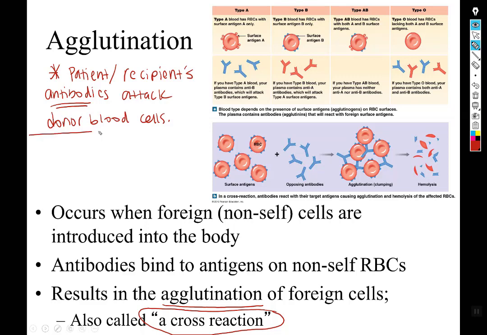One thing that students get hung up on, and I understand why, because it's confusing. I've had students after tests say, oh, I thought it was the donor's antibodies attacking the recipient's blood cells, and no, that's not the case. So one small detail to remember about this transfusion stuff is that when transfusions are given, the immunoglobulins of donor blood do not factor in to the transfusion reaction.